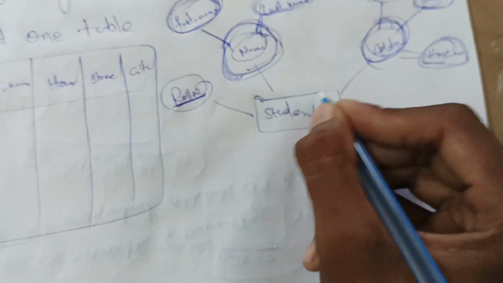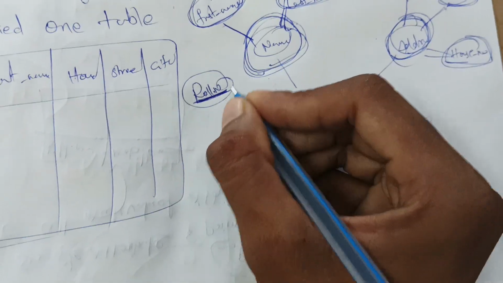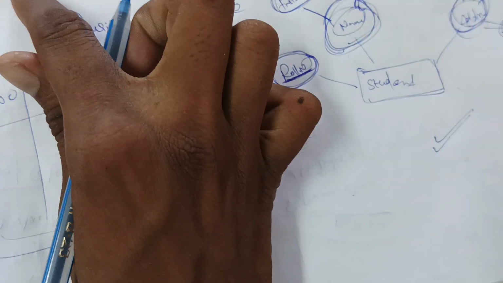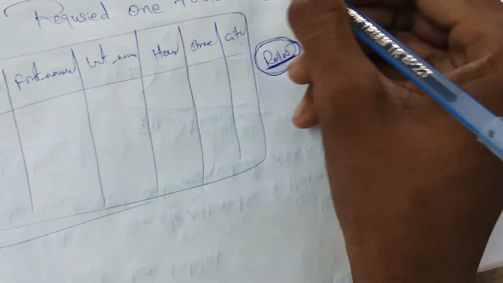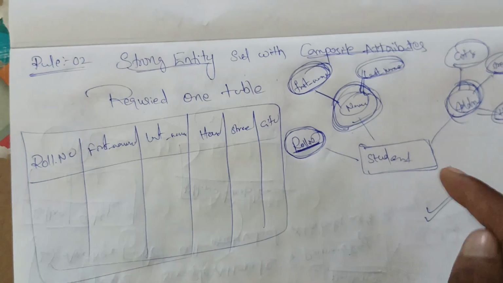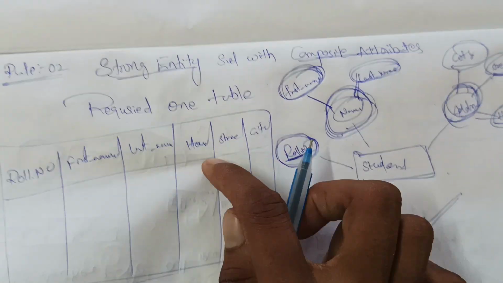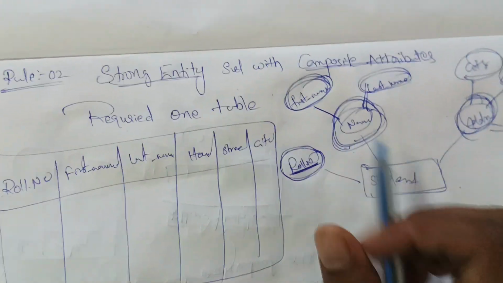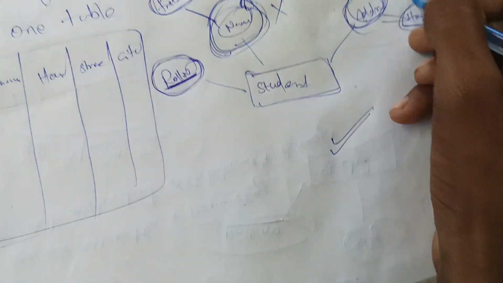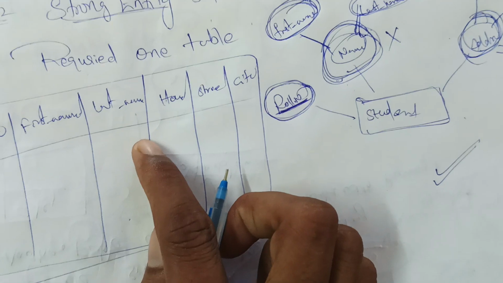Next, strong entity means here student is strong because it contains at least one primary key, so accessing of data is very easy. So for rule number 2, the strong entity set with composite attributes, here also we require only one table. For that table we write the attributes as columns. For this table we simply neglect the composite attributes when developing a table.